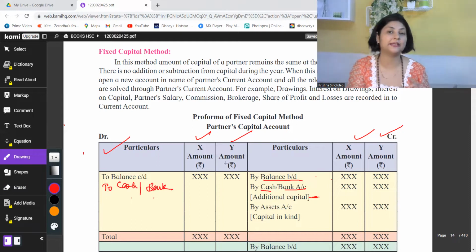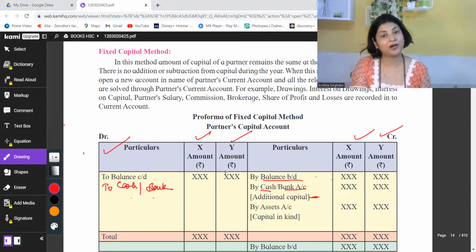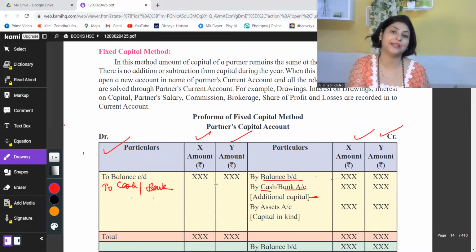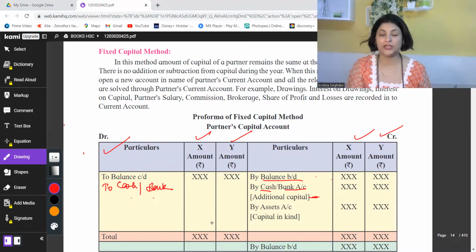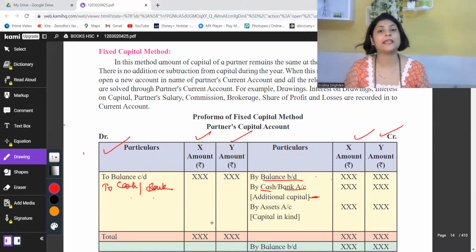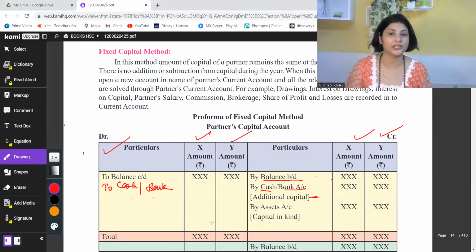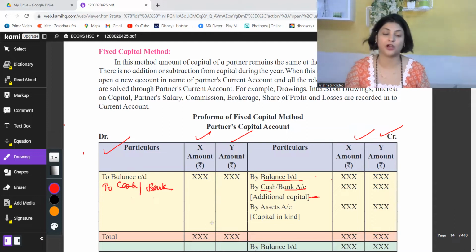Drawings is a separate thing. There are two types of drawings, against capital and drawings against profit. That drawings comes under current account, not the fixed capital account. But if capital is permanently withdrawn, means from 5 lakh the capital has gone down to 3 lakh and 2 lakh is being withdrawn, then it is going to come over here on the debit side. So only a few items are there in the capital account. Generally, only the balance brought down and balance carried down are seen, but in the questions where there is information about additional capital introduction, it will also be incorporated.